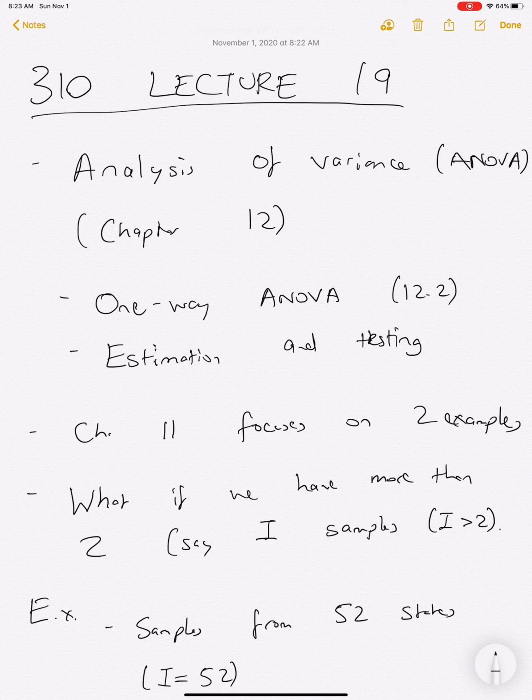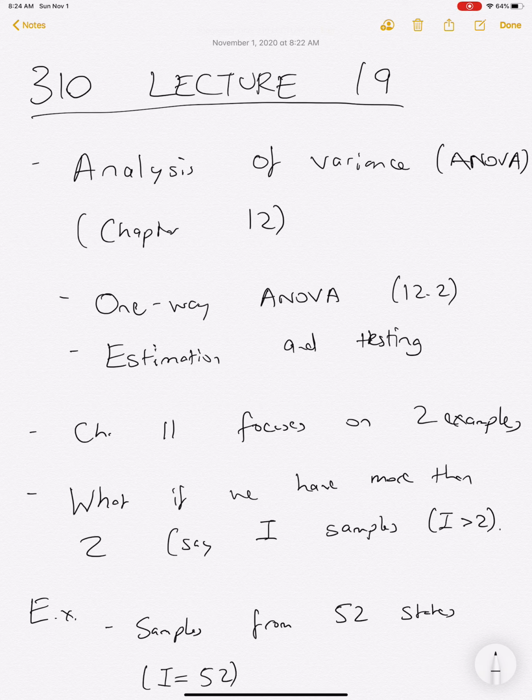And so chapter 12, analysis of variance, is a step on top of that, where we now don't just have two samples, but we have potentially more samples, and we're trying to see if there are differences between them and also do estimation across those different samples. So in particular, today's lecture is going to focus on the simplest form of ANOVA, which is one-way ANOVA. And we're going to look at both the estimation and the testing problem associated with ANOVA.